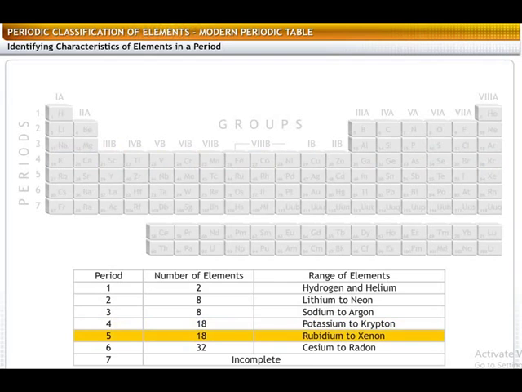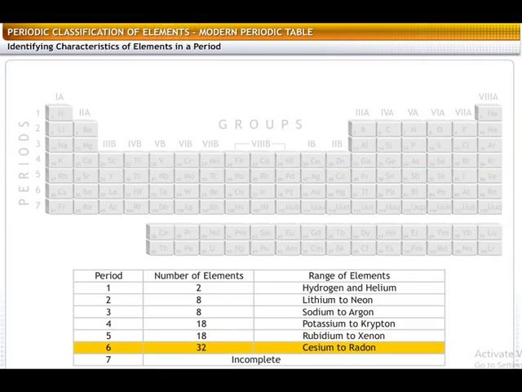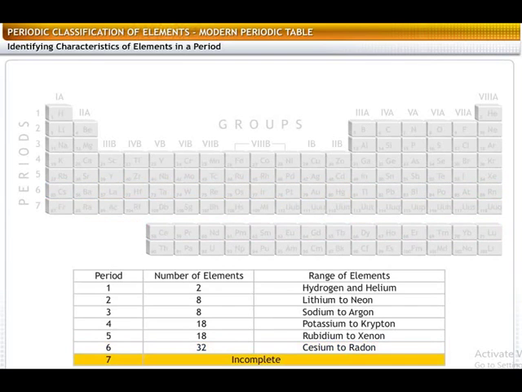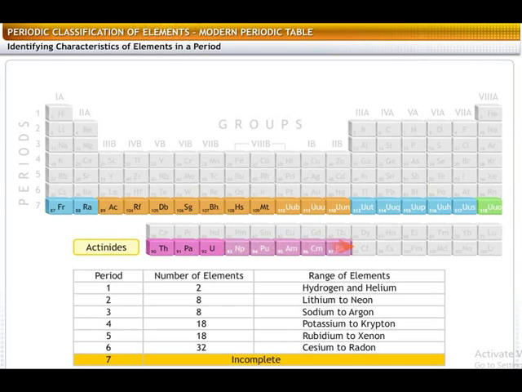The fifth period contains 18 elements, starting from rubidium and ending at xenon. The sixth period contains 32 elements, from cesium to radon, which also includes 14 lanthanides, from cerium to lutetium. The seventh period is incomplete at present and can accommodate 32 elements, which includes 14 actinides from thorium to lawrencium. It will be filled up as new elements get discovered, as is expected.